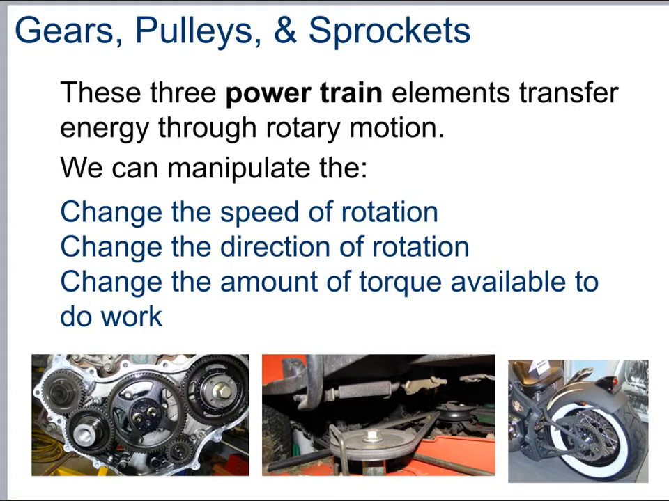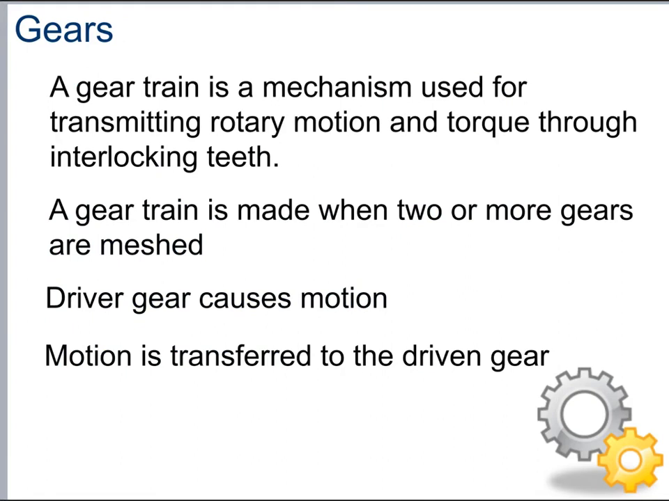A gear is essentially a wheel with teeth that meshes with another simple gear that is typically larger or smaller. When two or more gears are used in combination and are meshed together by their teeth, they form what is called a gear train. A gear train is a mechanism that is used for transmitting rotary motion and torque through interlocking teeth.